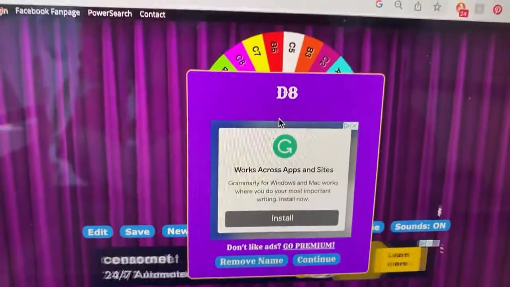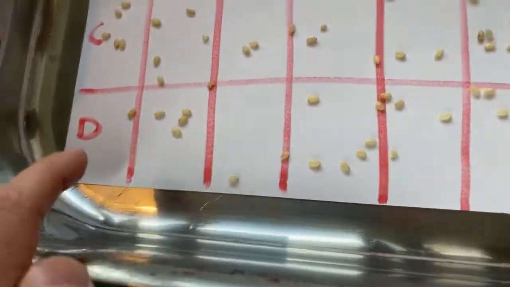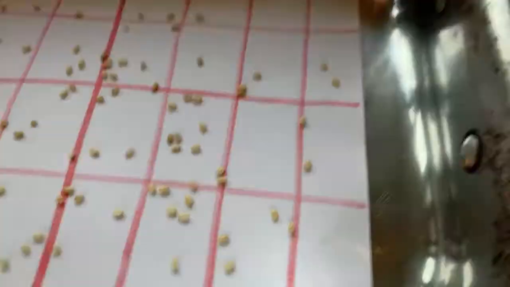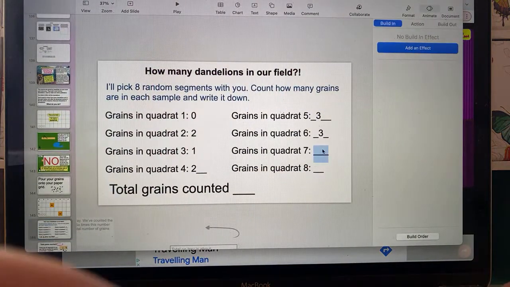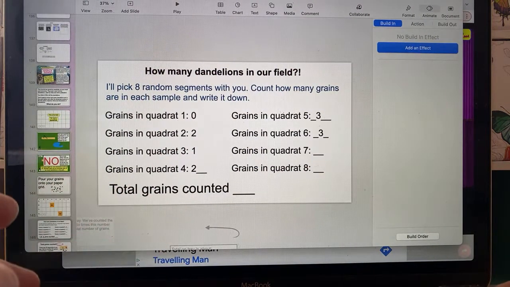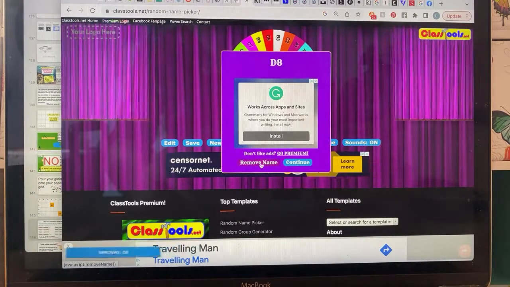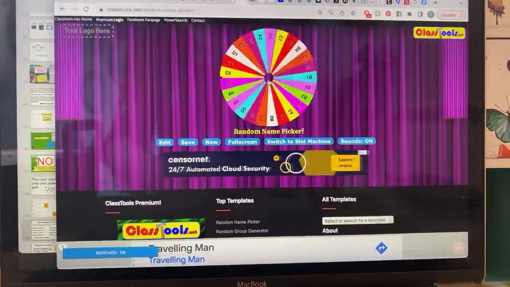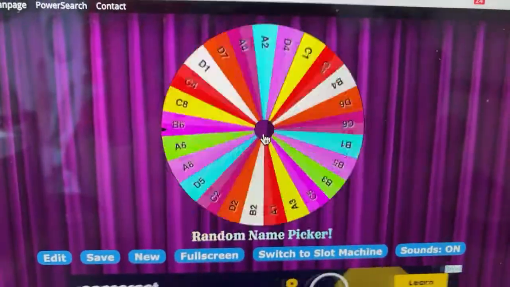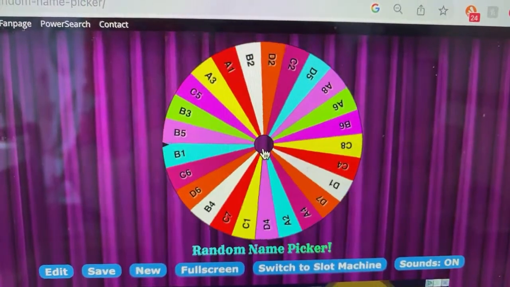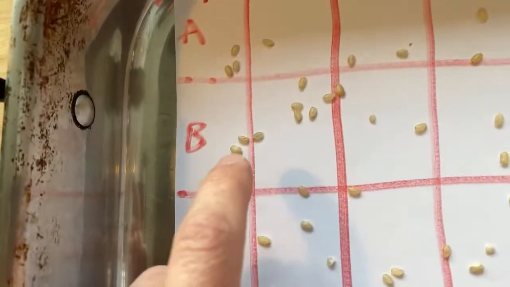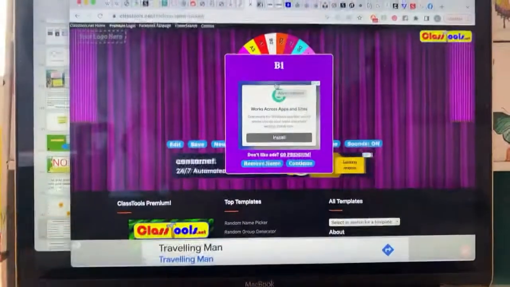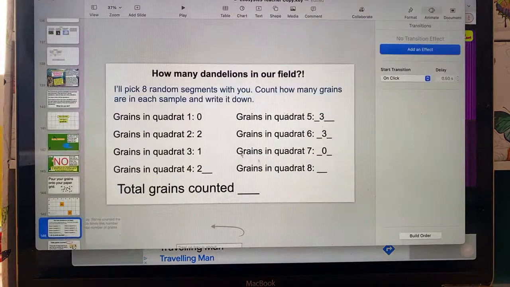D8, so find D8. D8, that's an easy one for me. Write down how many, or dandelions, whatever you found in D8. And finally, the last one. It's B1. B1 is our last one. There we go. That's easy. Right.